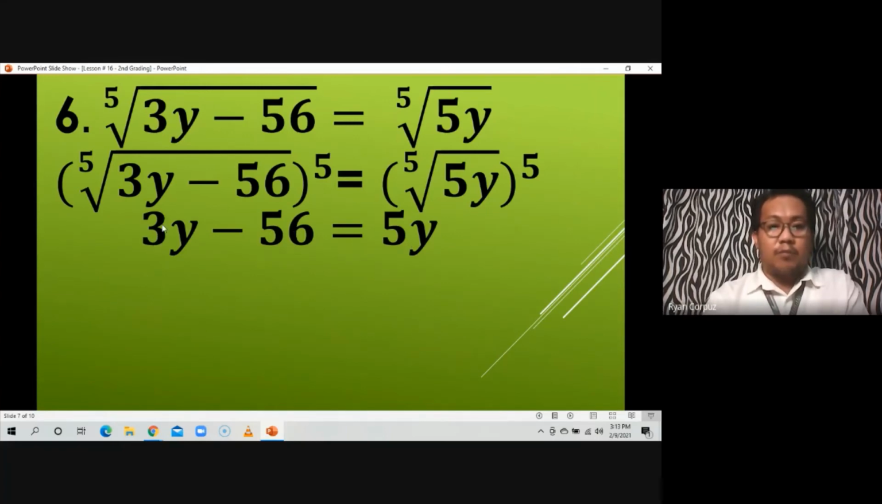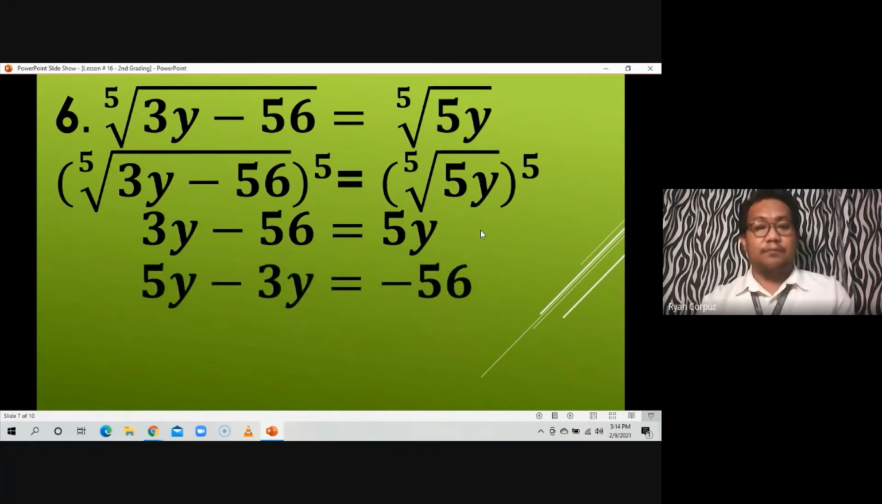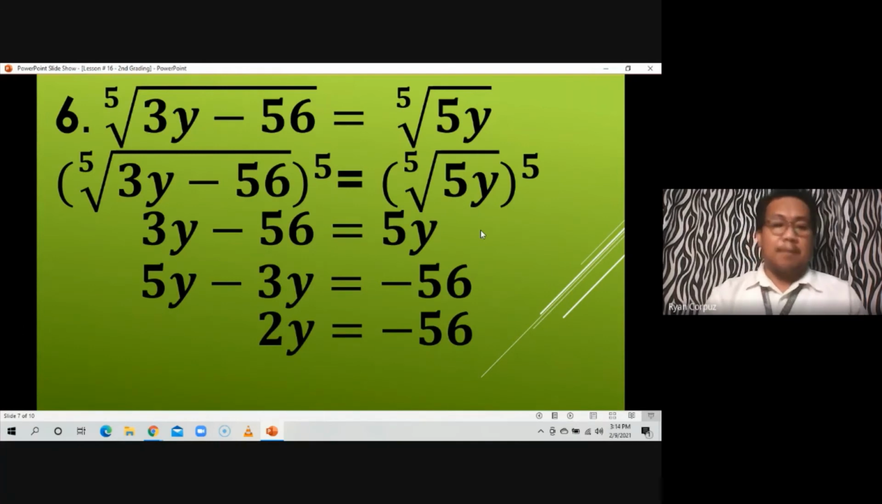The similar terms there are 5y and 3y. So move again the 3y to the right side. From positive here, it becomes minus on the right side. It becomes 5y minus 3y is equal to negative 56. Again, with the application of the commutative property, you can interchange their position. So it becomes like this, the same as 5y minus 3y is equal to negative 56. Simplifying 5y minus 3y, we come up with 2y is equal to, copying, negative 56.